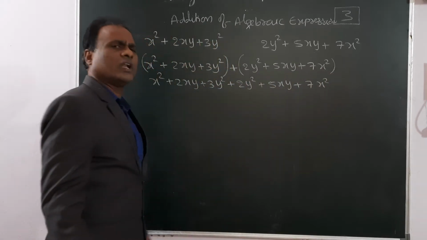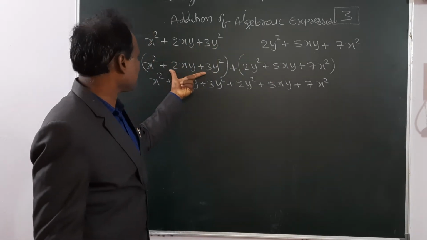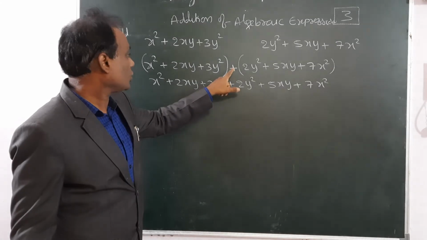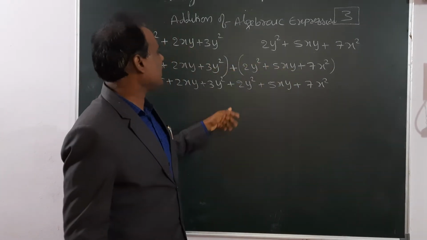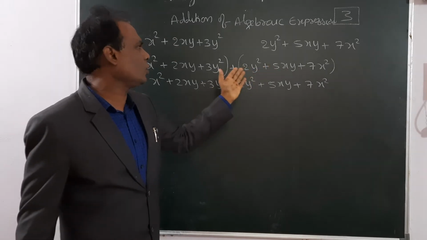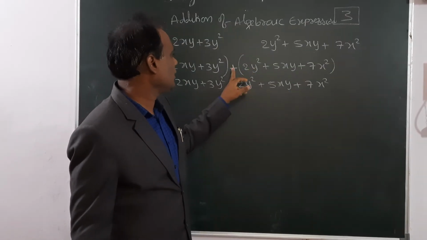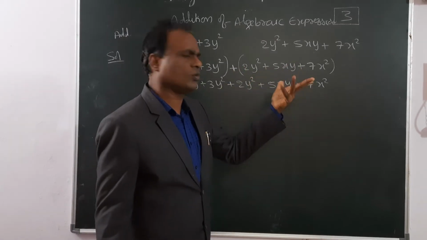Now, I wrote one extra step, because this is the first expression and this is the second expression, and we are adding these two. So to add, first I wrote them in separate brackets, and the next step I remove the brackets. Removing the bracket, there are no changes. If there is a plus symbol and you remove the bracket, plus into plus is plus only.